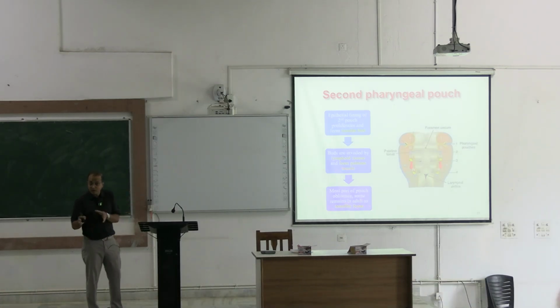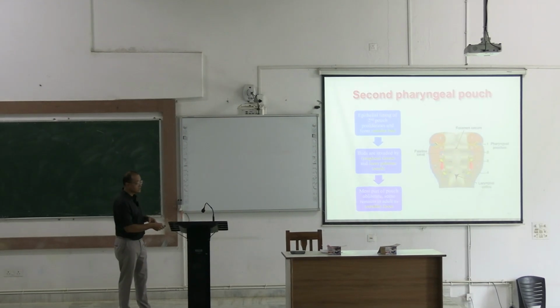But remember the difference between the tonsil, which is a lymphoid aggregate, and the tonsillar bed or tonsillar fossa. The tonsillar fossa is the space, and that space is created by this pouch. Within this pouch, the tonsil develops. So this is the second pharyngeal pouch.